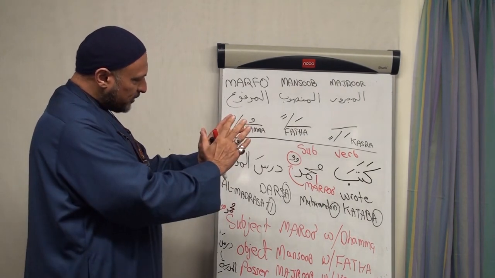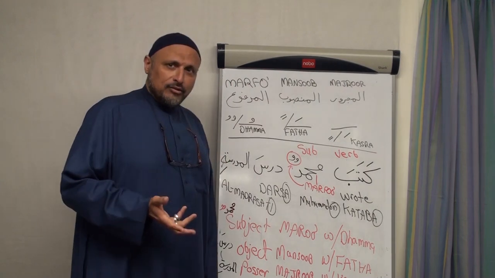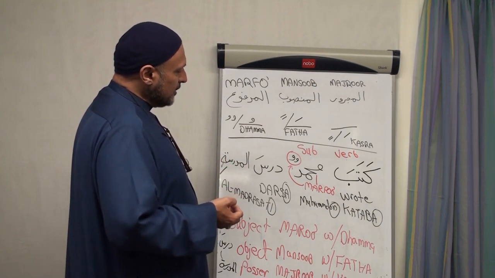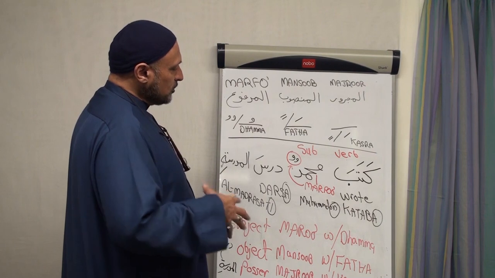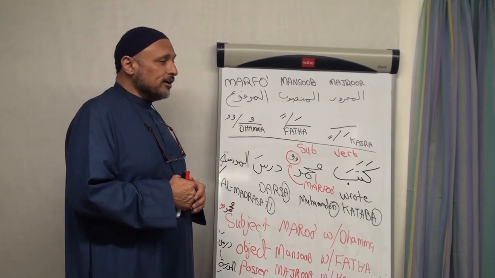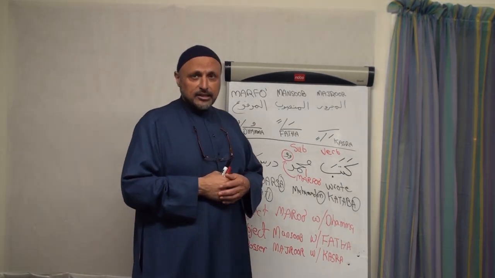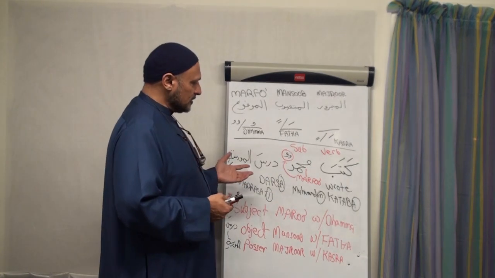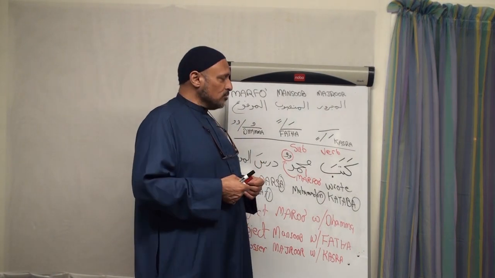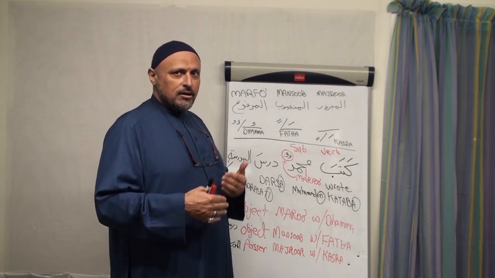What is it as a specific title? Under which category does it come? Marfu', mansub, majrur. And what is the sign of it? This is how you analyze Arabic grammar. You look at the end sign and you see what is the title of it, what is the major title of it, and then you see what is the sign of it. When you say i'rab, it means analyze the sentence. When your teacher tells you i'rab, analyze this sentence. Inshallah, we are going to take more exercises from the Holy Quran, the ayat, so you will get the grip of this Arabic language, i'rab.